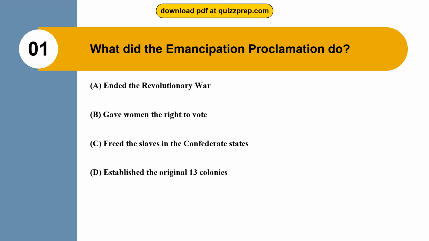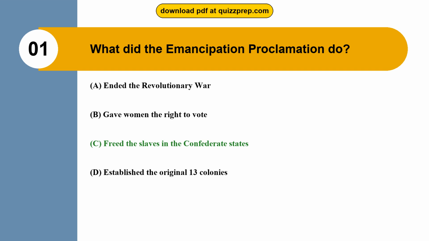Question 1. What did the Emancipation Proclamation do? Option A. Ended the Revolutionary War. Option B. Gave women the right to vote. Option C. Freed the slaves in the Confederate States. Option D. Established the original 13 colonies.